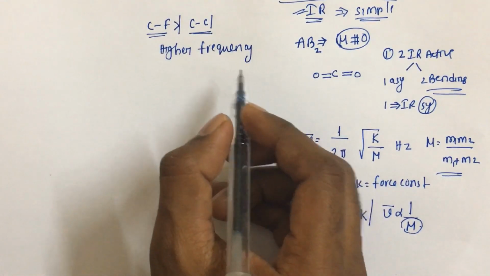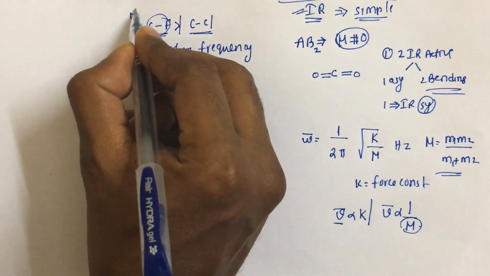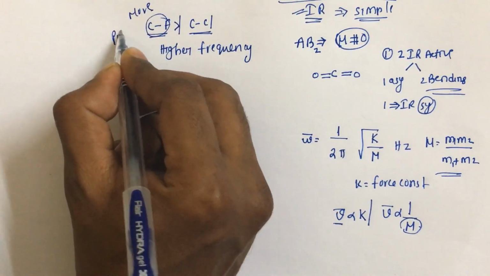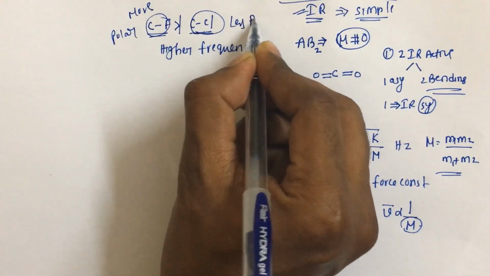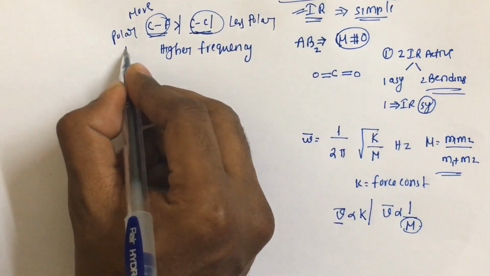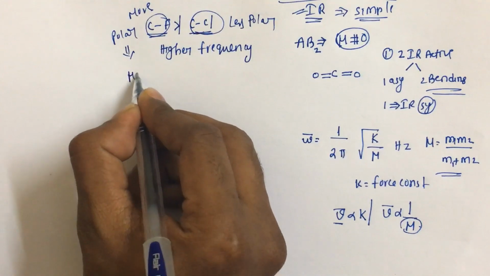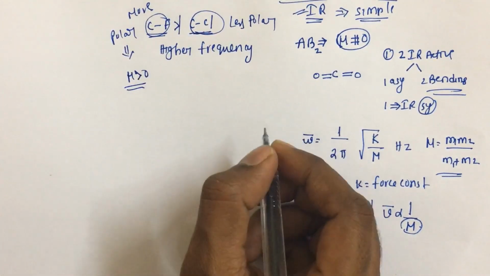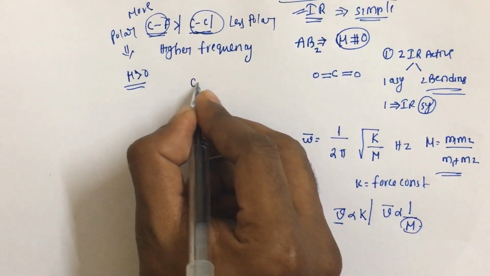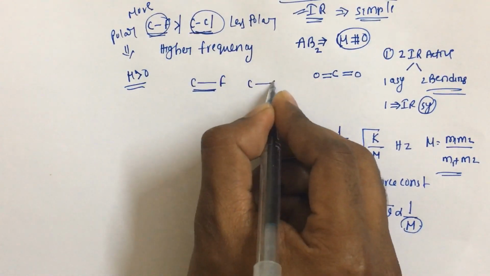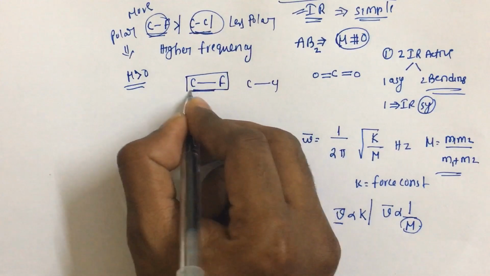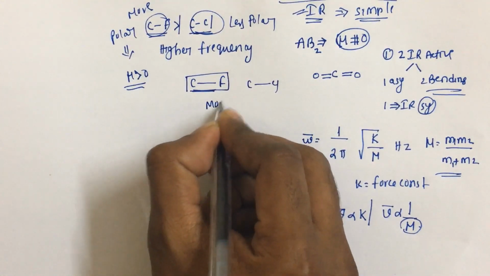Also, this bond is more polar, and this one is less polar. This is an important point. If the bond is more polar, the change in dipole moment is greater than 0. This also we have to remember, because in CF the electronegativity difference is more compared to CCl. Because of that, this has more intensity.